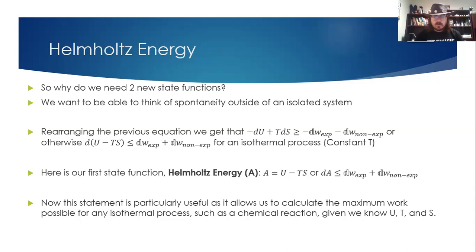So it allows us to say, well, what's the most amount of work we can get out of this? If we do this reaction, how much energy, what's the max amount we can get? Because the Helmholtz energy is always going to be less than or equal to this work. If we get all of it out, good. This is a perfectly efficient system, but we're always going to be equal to or less than. It's going to limit how much work we can get.